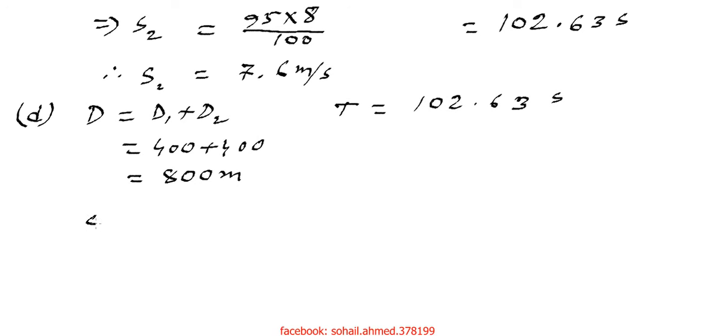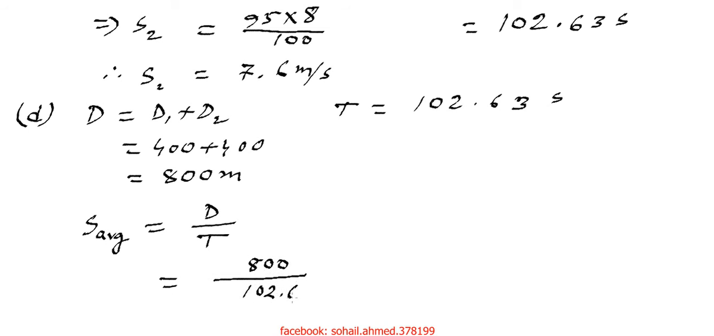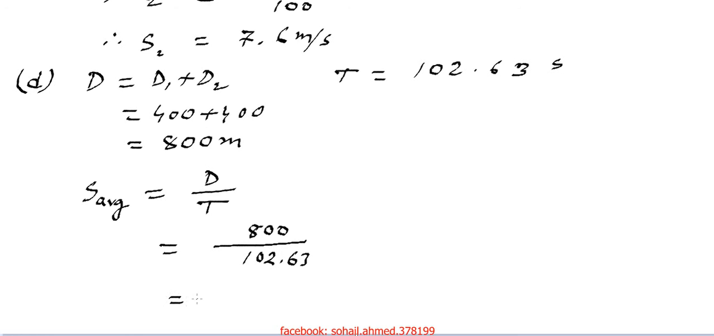So average speed is total distance by total time. So total distance here 800 meter and total time 102.63. Finally the answer is 7.79 meter per second.